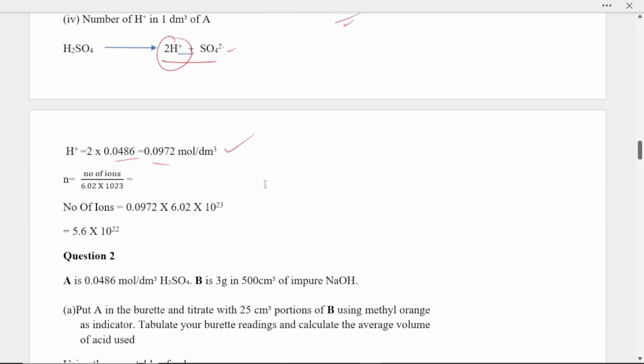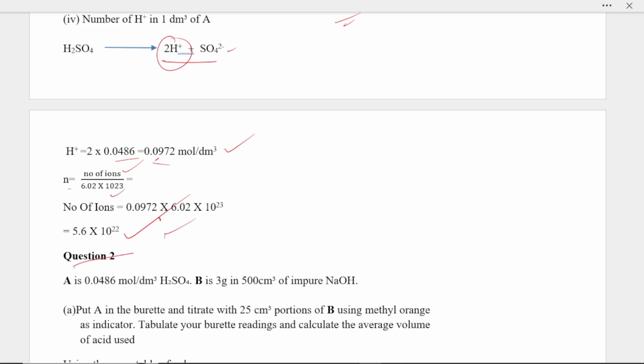Right, now calculating the number of ions. Number of moles equals number of ions over Avogadro's constant. So if we do that, our number of ions will be our number of moles multiplied by 6.02 times 10 to the power 23. Did you get that? The final answer gives us 5.6 times 10 to the power 22. So that's question number 1. Let's check question number 2.